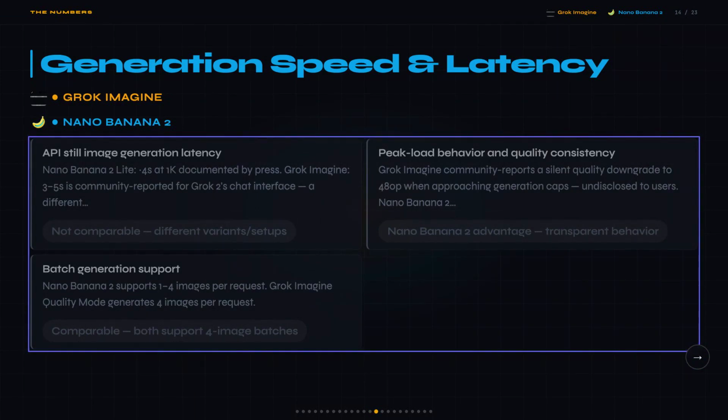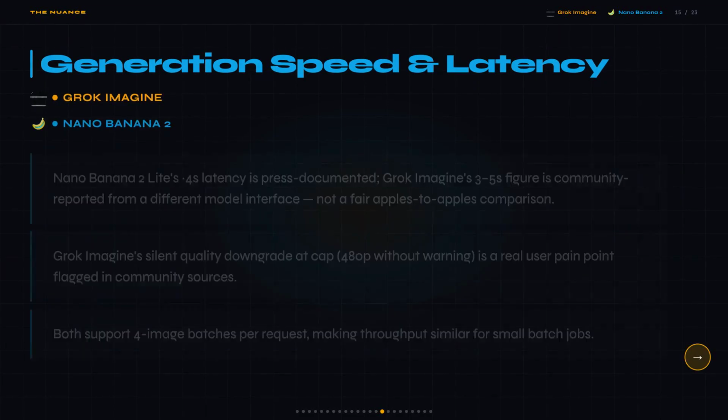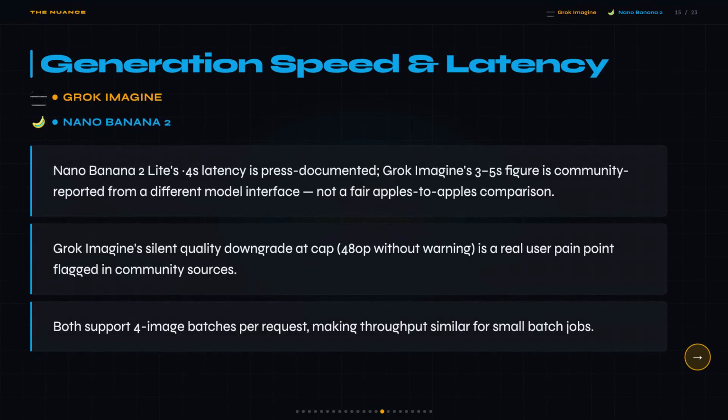Nano Banana 2 Lite has a press-documented latency of around 4 seconds at 1K resolution. Grok Imagine's 3 to 5 second figure is community reported from the Grok 2 chat interface, which is a different model variant entirely, so bear in mind these are different test setups, and you can't really call it a direct race. The raw latency numbers are actually pretty close. 4 seconds versus 3 to 5 seconds, so that alone doesn't move the needle much.